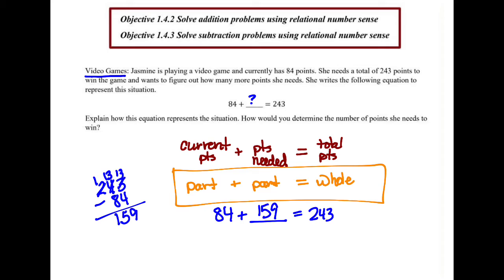Now let's double check it just to be absolutely certain. So over here on the other side, 84, and I'm going to put 159 above it because it's longer. 9 plus 4 is 13. 1 plus 5 is 6. 6 and 8 is 14. And 2. And that's what we get. So 159 is your answer.